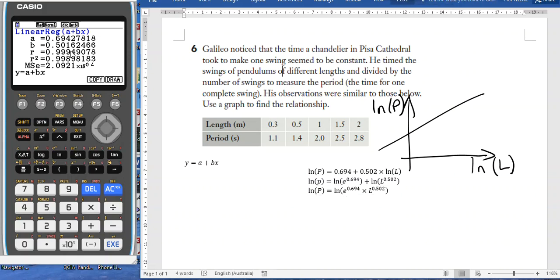Now the fact that we've got natural logarithm of P equals the natural logarithm of all these things, it should be very obvious then, I hope, that P equals e to the power of 0.694 times L to the power of 0.502. Now don't forget that e is a number.